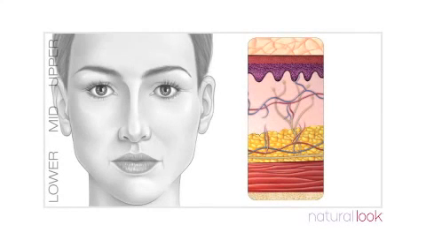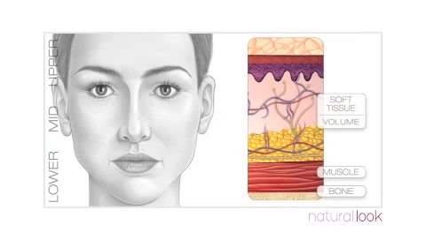The outward signs of aging are not just a result of what is happening on the surface. The aging process affects all 4 layers of the face: bone, muscle, volume, and skin. And these 4 layers combine to reveal what we see on the outside.